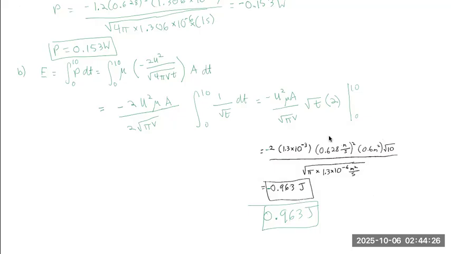And this is from just plugging in all our known values for the equation. So 10 for t, 0.2 times 3 gives us the 0.6 meters squared. The dynamic viscosity is 1.3 times 10 to the negative 3. And we also have u squared and all the other values.